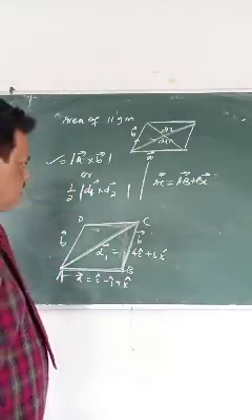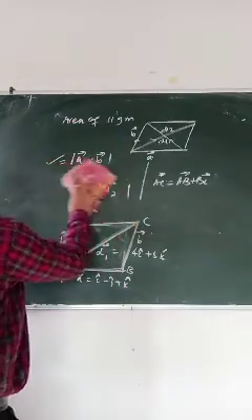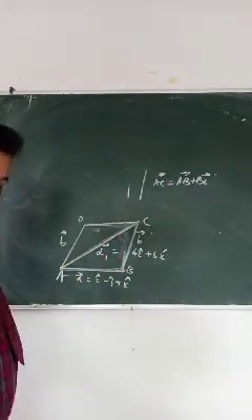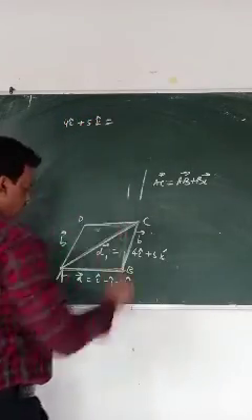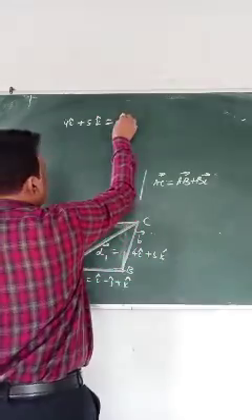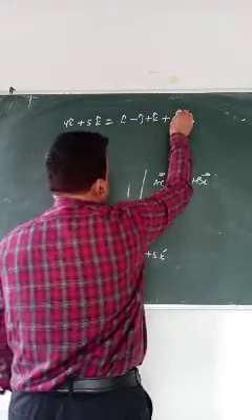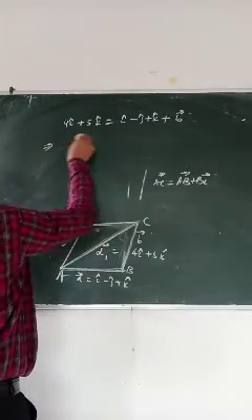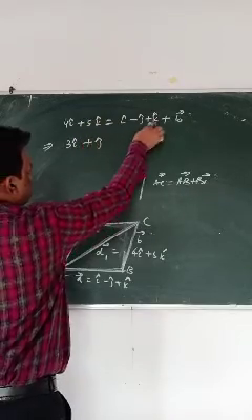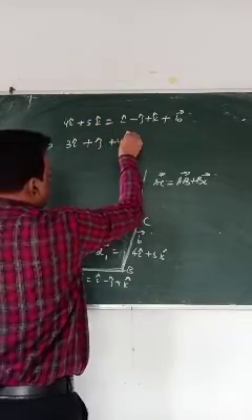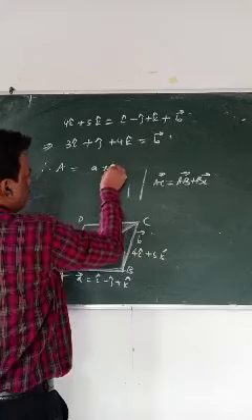Vector law of addition, AC, what are you going to write? 4I plus 5K equals I minus J plus K plus this one, which is your B vector. Subtract this minus this: 3I, this will come this side, plus J, this will come this side, 4K equals B. Therefore, area is A cross B.